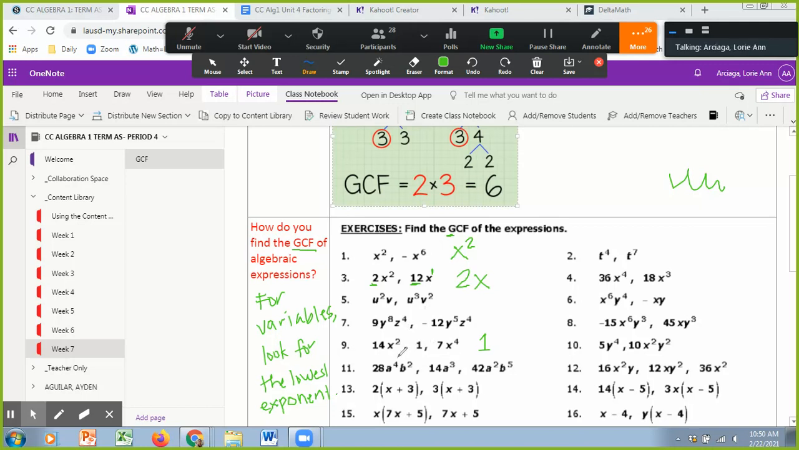So what was I saying? What's the GCF of 28, 14, and 42? Look at the numbers first. 28, 14, 42. So what's their GCF? Think. Start from the smallest number. Remember 14? Can 14 divide 28? I think it does. It's 14 times 2, right? Can 14 divide 42?